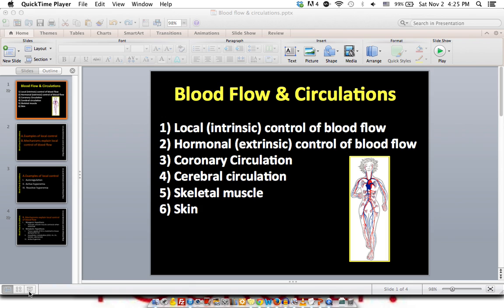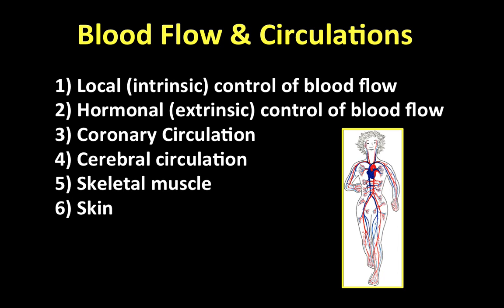Okay, so in a series of 4 videos we will be discussing blood flow and circulations, and there are 6 main topics that we have to cover in order to understand this topic pretty clearly. The first thing is we need to understand what local intrinsic control of blood flow means. Then we will move onto hormonal extrinsic control of blood flow, then coronary circulation on the heart, then we'll move into cerebral circulation in our brain, then we'll move with skeletal muscles, and finally we'll end with skin.